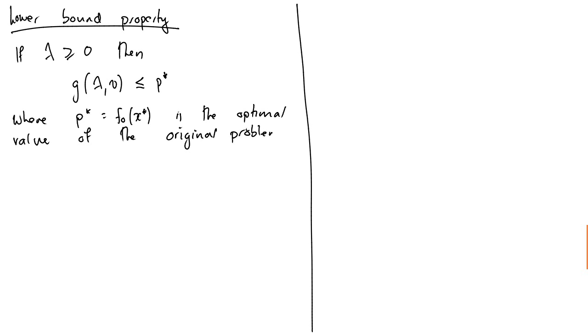So how do we justify that? I'm saying that if we choose a vector of lambdas greater than or equal to 0 and any vector of nu's, then plugging that into our dual function gives us a lower bound on the optimum of our original problem. So, proof.